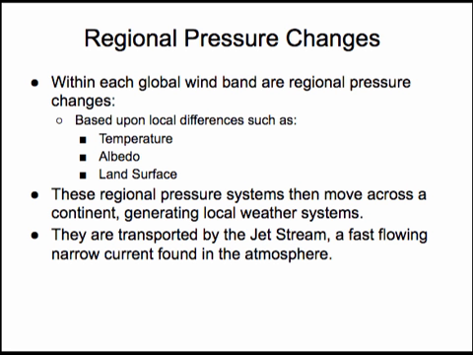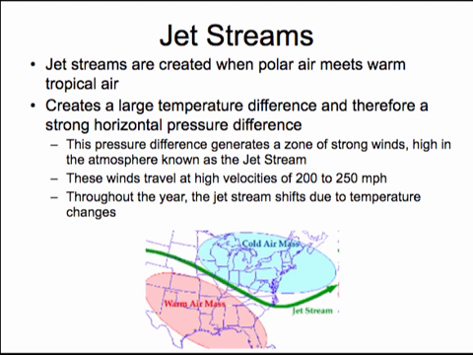So these regional pressure differences create pressure systems that move across the continent, generating local weather systems. They're transported by the jet stream, which is a fast-flowing narrow current found in the atmosphere. The jet stream is typically in the stratosphere, and it helps push all of those regional weather systems across the United States. So let's take a moment and just talk about the jet stream in particular.